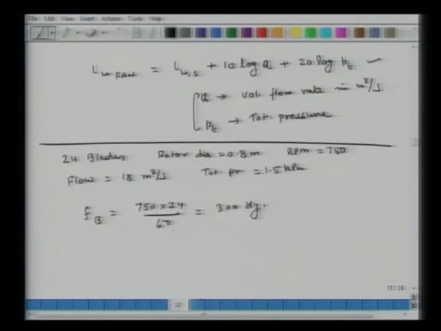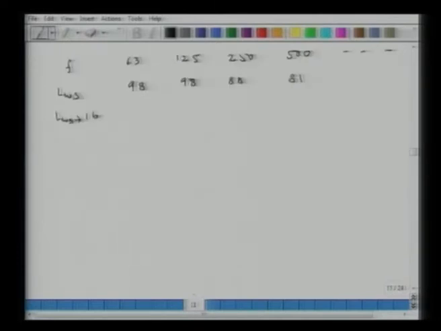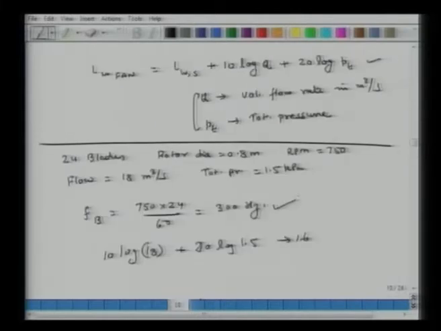So 10 log of 18 plus 10, is it 20 log? 20. 20 log 1.5 is 16. Okay. So, if I add 16 to this, what I get is 114, 104 and 97. So this is the sound power level this fan is going to emit for all frequencies except at 300 hertz.